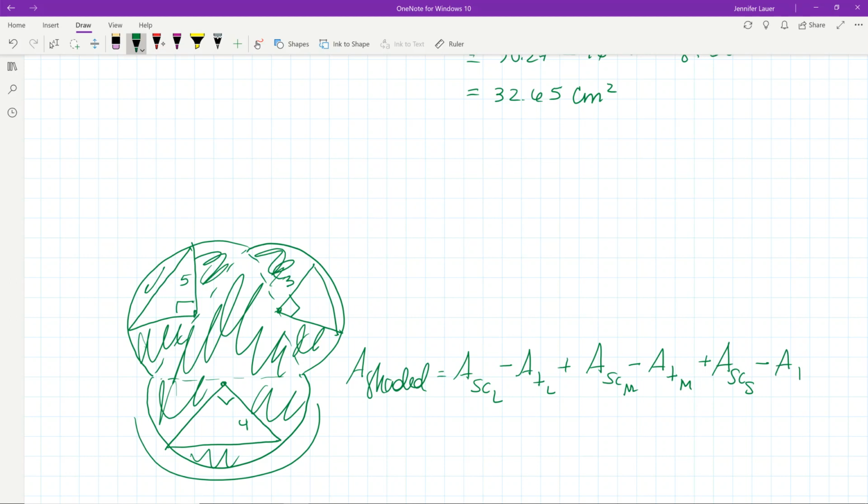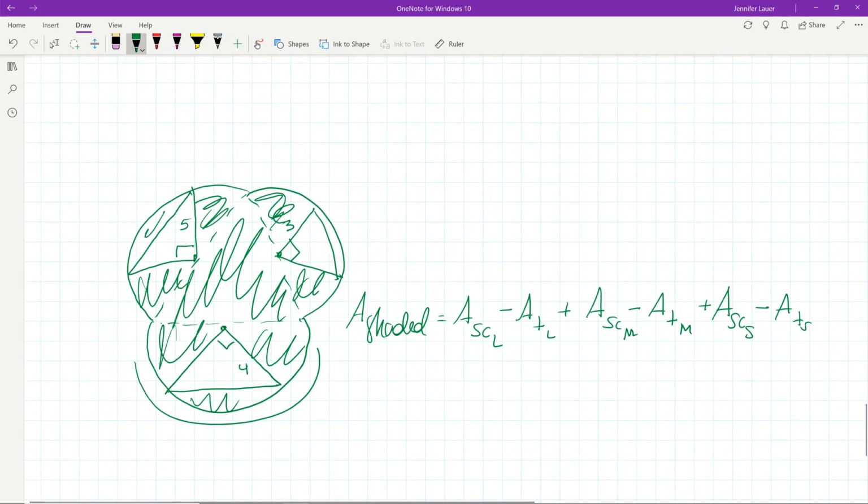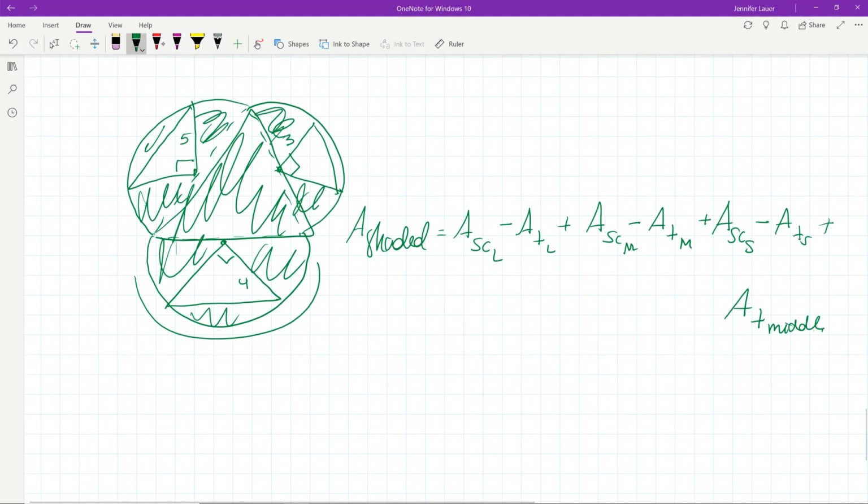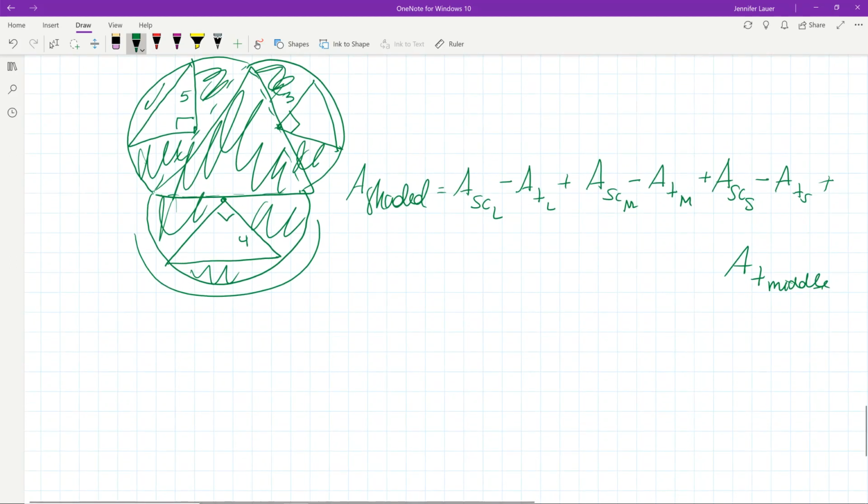Minus the area of a small triangle. And then lastly, you have to add the area of that triangle in the middle. So really what we've done is we've taken this really complicated looking problem and we've broken it down into something a lot easier. So let's go ahead and do this.